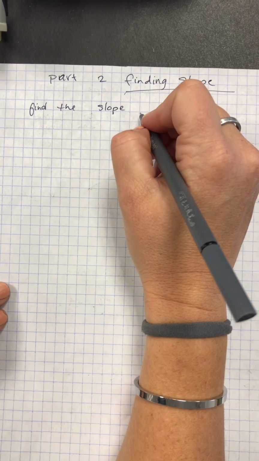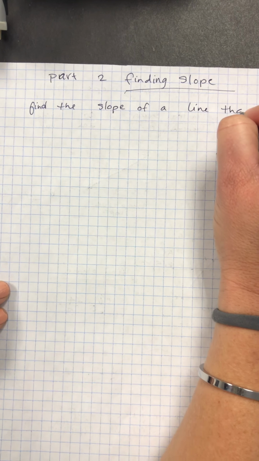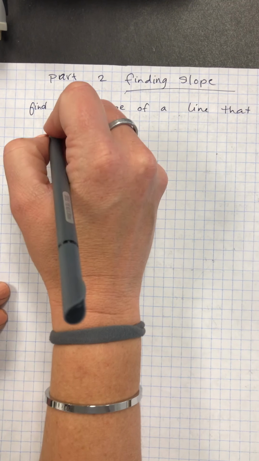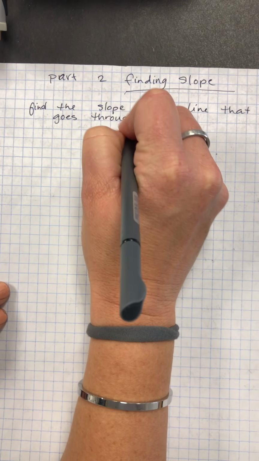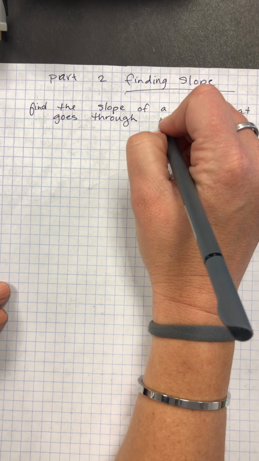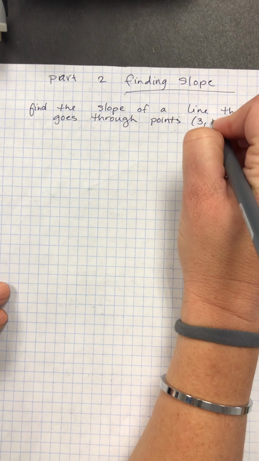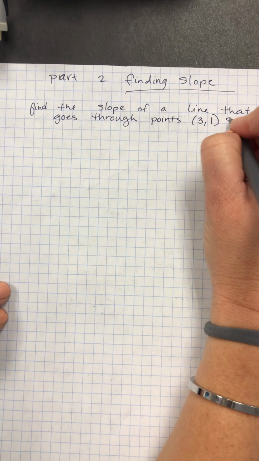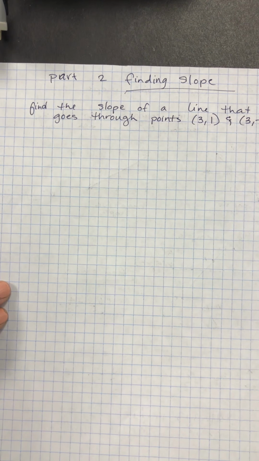Find the slope of a line that goes through points 3 and 1, and 3 and negative 2.